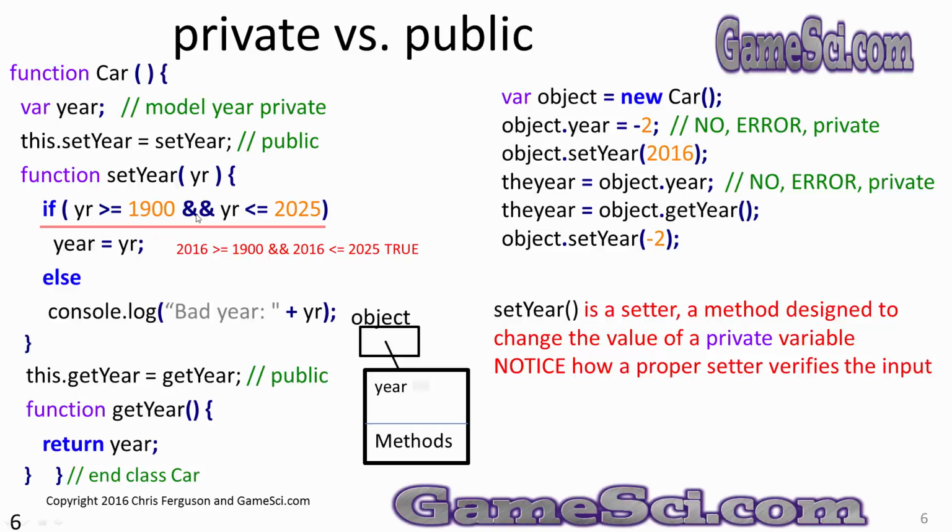SetYear is what we call a setter. It's a method designed to change the value of a private variable. Notice how a proper setter verifies the input. I'm going to make sure that YR is good before I do the assignment. Well, 2016 greater than 1900, that's a true statement. It was built in 1900 or later.